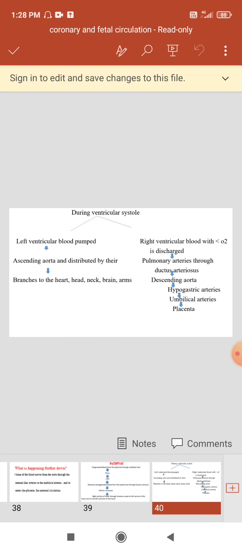During ventricular systole, two things happen, on the left side and the right side. On the left side, the left ventricular blood is pumped into the ascending aorta and distributed by its branches to the head, heart, neck, brain and arms. On the right side, right ventricular blood with less oxygen is discharged into the pulmonary artery, passes through the ductus arteriosus, moves to the descending aorta and the hypogastric arteries, then to the umbilical arteries, and finally ends at the placenta. So this is the pathway.